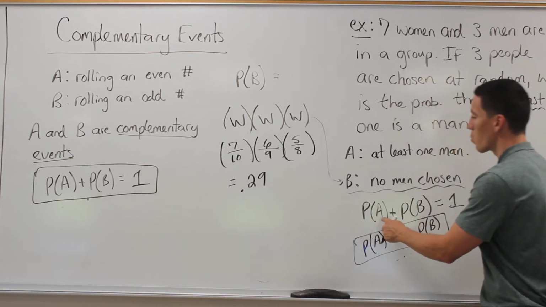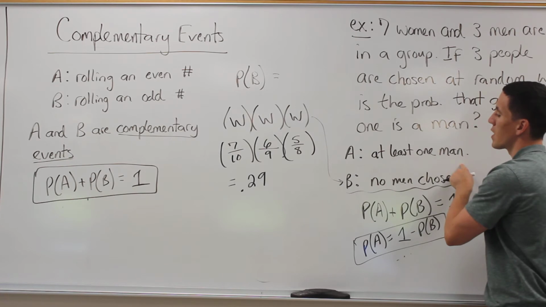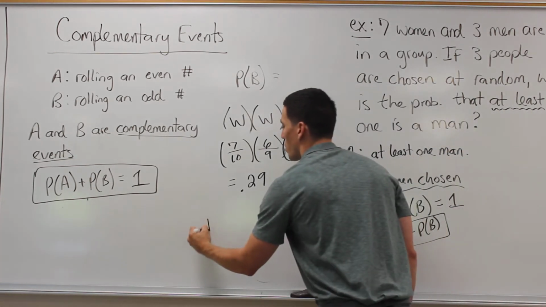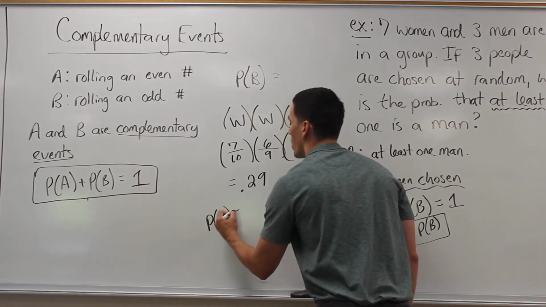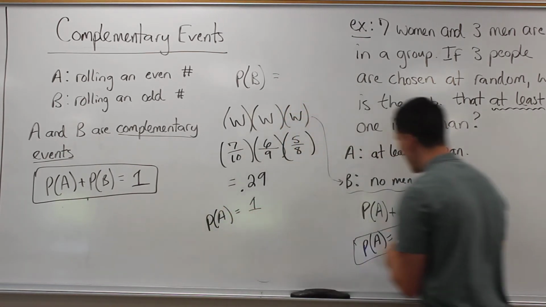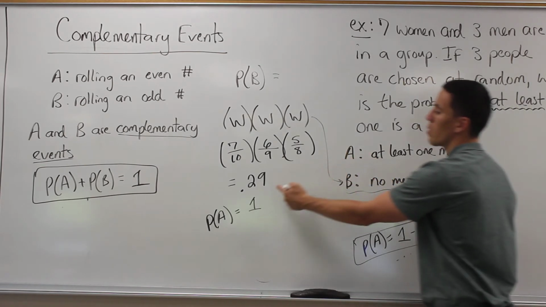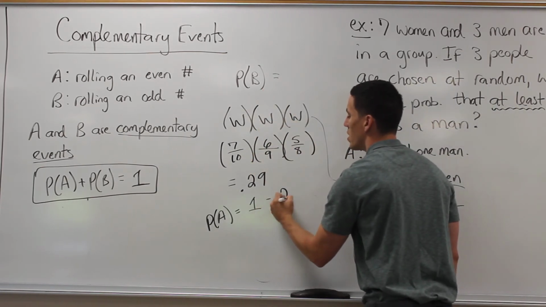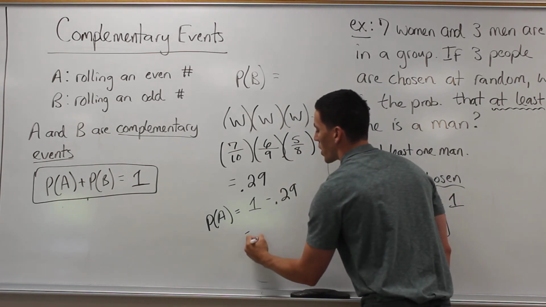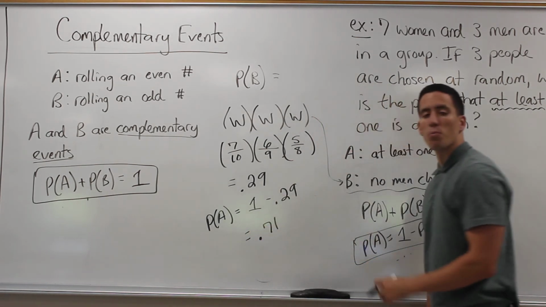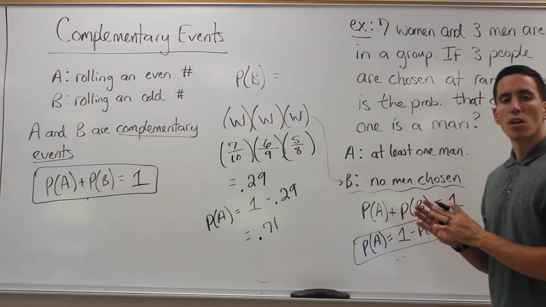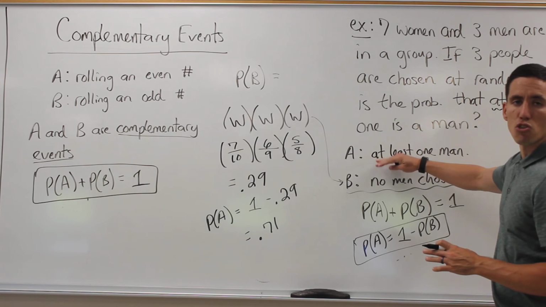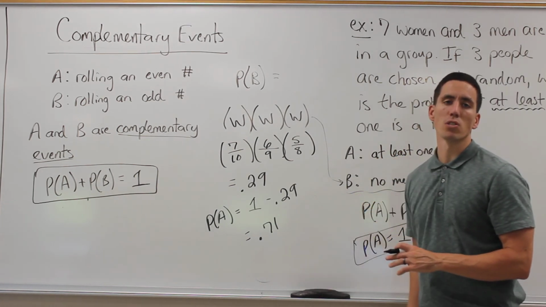So if the probability that no men are chosen is 0.29, we're just one step away from finding the probability that we really care about, the probability that at least 1 man is chosen. Using this formula down here, the probability of A, which is what we want, is 1 minus the probability of B, but that's what we just calculated. The probability of B is this 0.29. When we do that subtraction, we end up with the probability of A being 0.71. So to answer our initial question, the probability that at least 1 man is chosen is 0.71, or 71%.